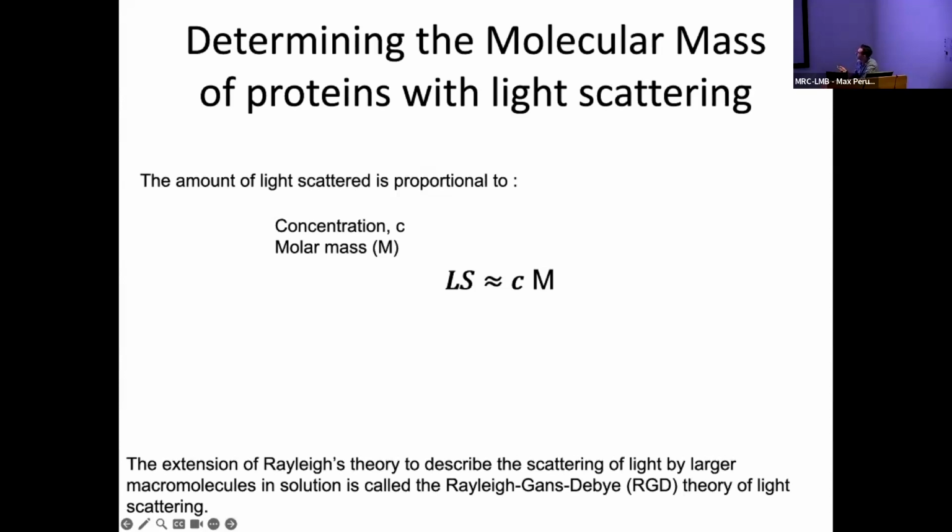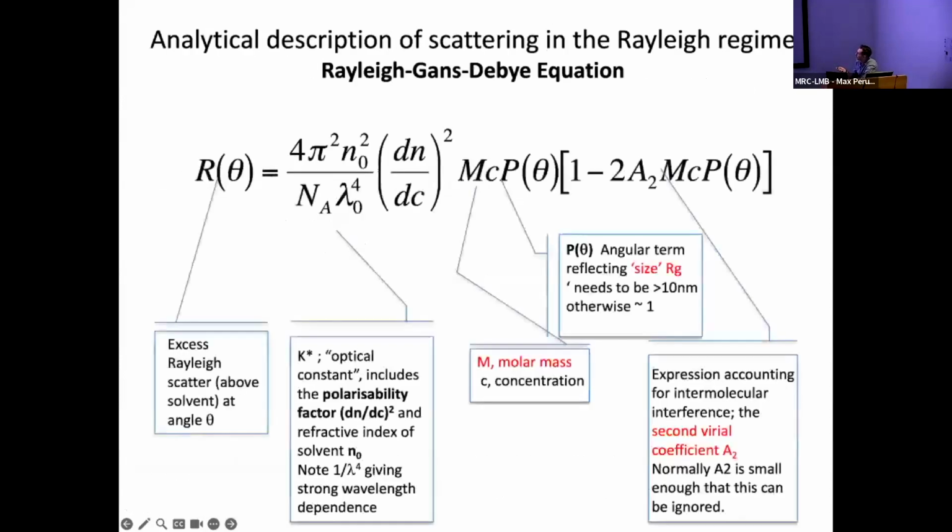So it looks more complicated, but actually these are constants. This dN/dc is the polarizability factor. These are numbers that we can look up. Then we have our mass concentration. This P is the angular term, so this is the mean scattering. Usually, if it's less than 10 nanometers, this is 1. And then the second virial coefficient, which I'm not really going to talk about. Usually at the concentrations we're using in SEC-MALS, this value is much lower than 1, so it can be ignored.